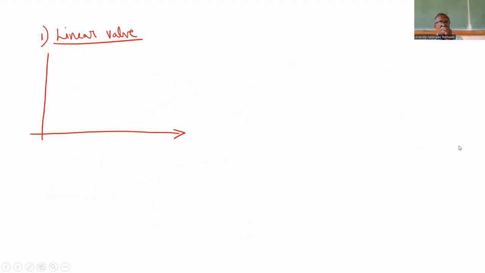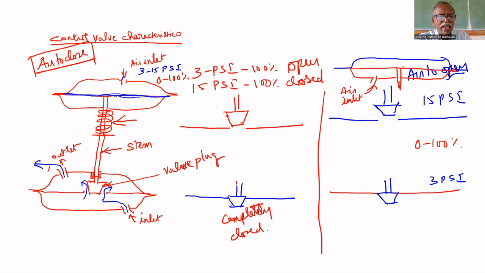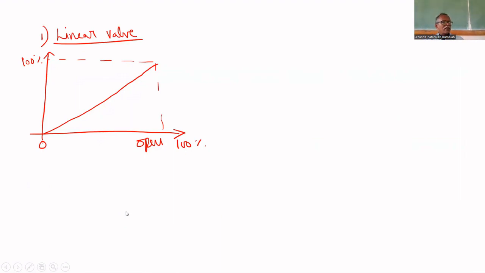So here also 0 to 100%. Linear means, for opening on the x-axis, 0 to 100% opening, the flow rate is varying linearly like this, 0 to 100%. Then it is called a linear valve, provided the pressure drop across the valve is constant. Inlet is B, outlet is A. If pressure across A and B is constant, then the linear valve will give linear flow rate. If opening is 50%, flow rate also will be 50%. If opening is 100%, flow rate also 100%. Opening 0%, flow rate 0%. So it behaves linearly.